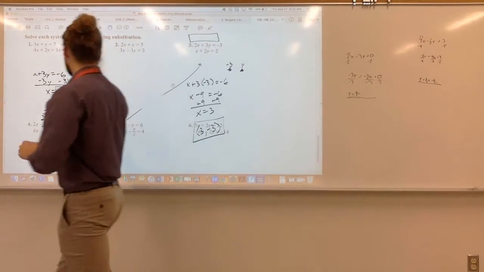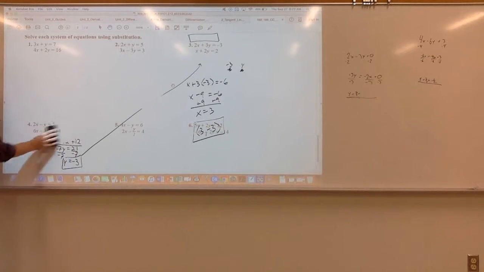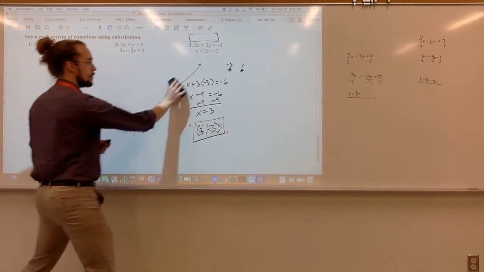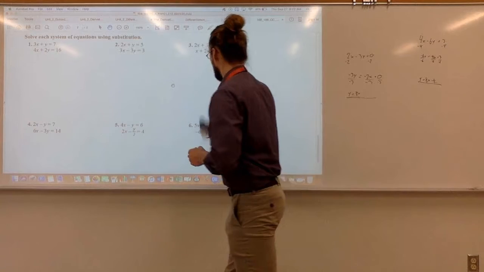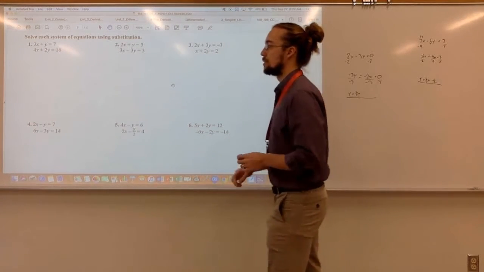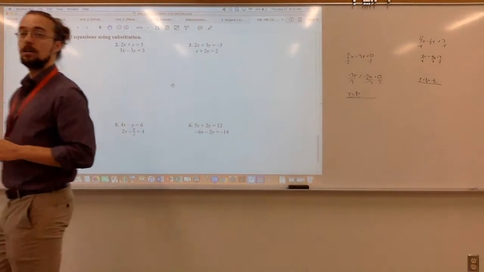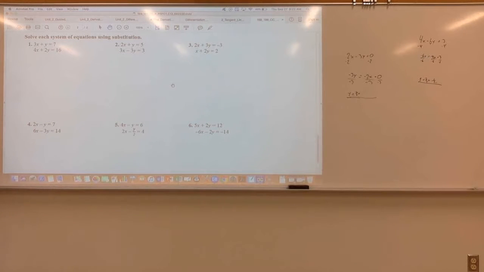So let's take a look at number 1 here. First thing I want to do is choose one of the equations to solve for one of the variables. Which one looks like it would probably be the easiest? Top one. Top one for x or y? Y. It would probably be easiest to solve this first one for y. So to do that, I would just subtract the 3x over. So minus 3x, we get y equals negative 3x plus 7.